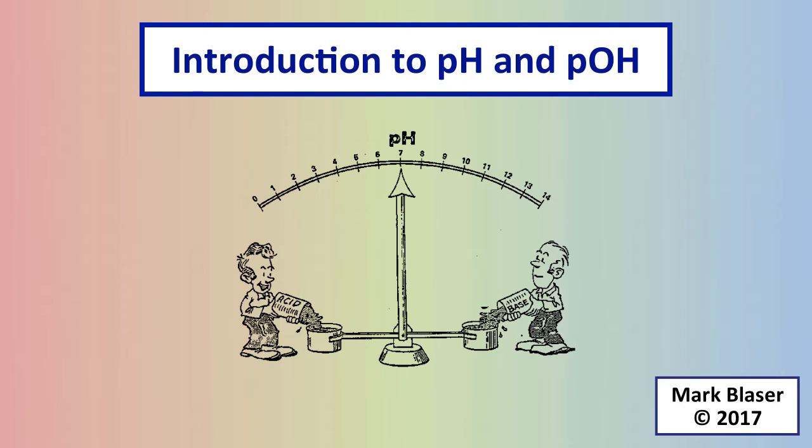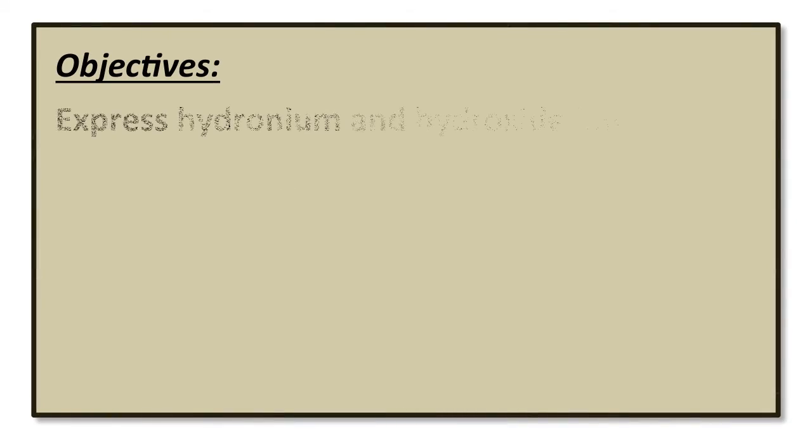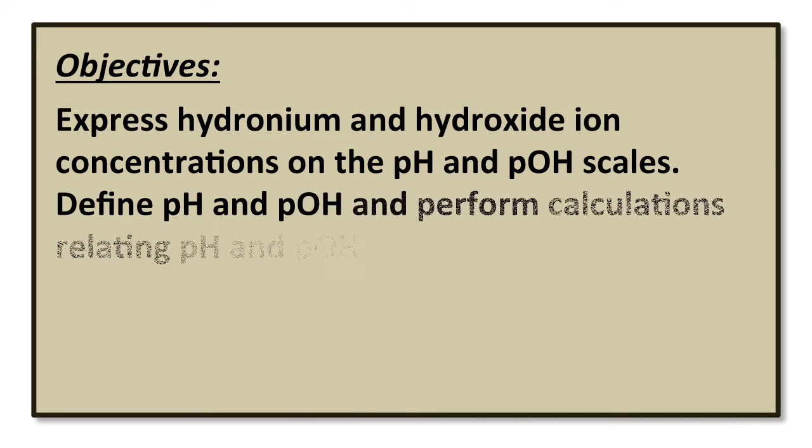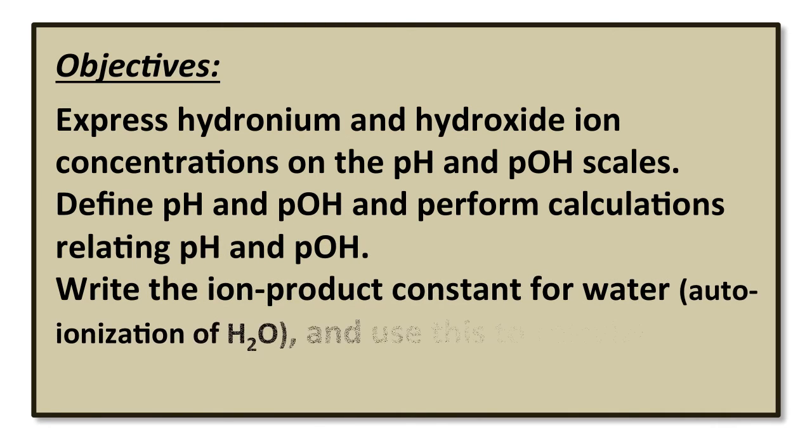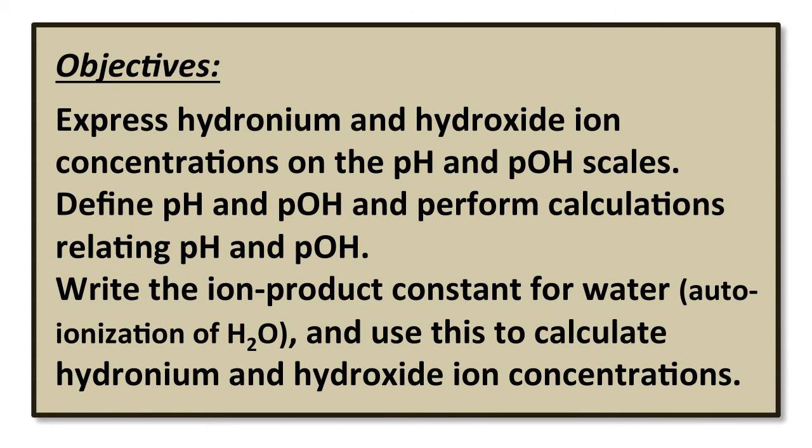Welcome to a screencast on an introduction to pH and pOH. The objectives of this screencast are to express hydronium and hydroxide ion concentrations on the pH and pOH scales, to define pH and pOH and perform calculations relating pH and pOH, and to write the ion product constant for water, or the auto-ionization of water, and use this to calculate hydronium and hydroxide ion concentrations.